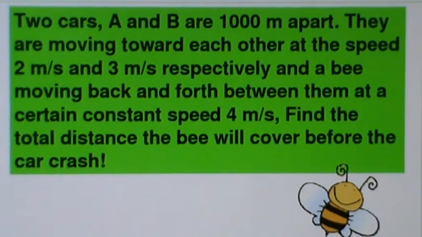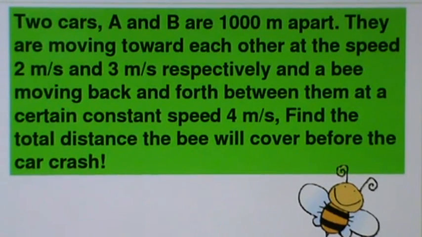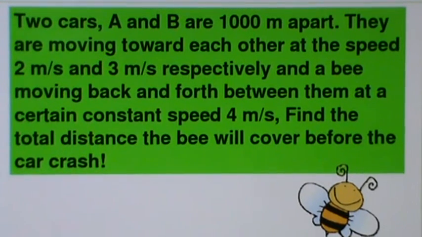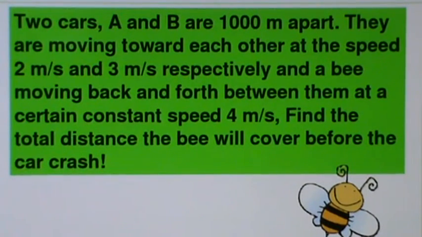This is one of my favorite problems in motion. So we have two cars, A and B, and they are 1000 meters apart. They are moving toward each other at the speed 2 meters per second and 3 meters per second respectively. And a bee is moving back and forth between these cars at a certain constant speed of 4 meters per second. Find the total distance the bee will cover before the cars crash.